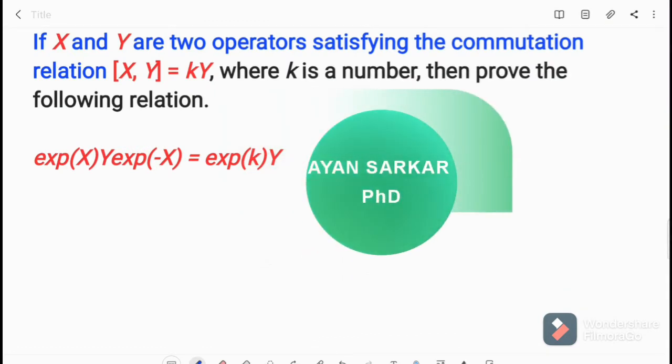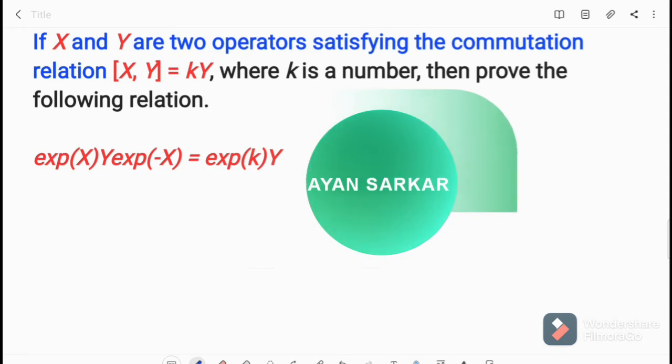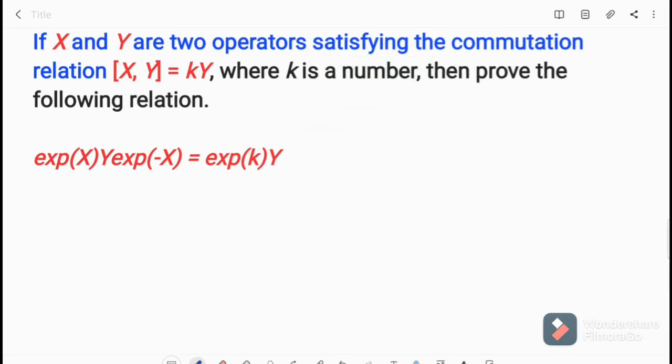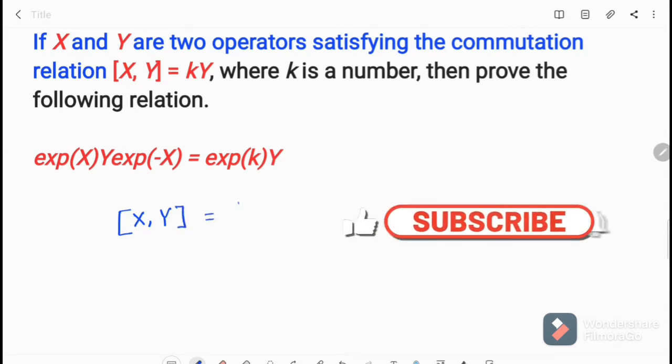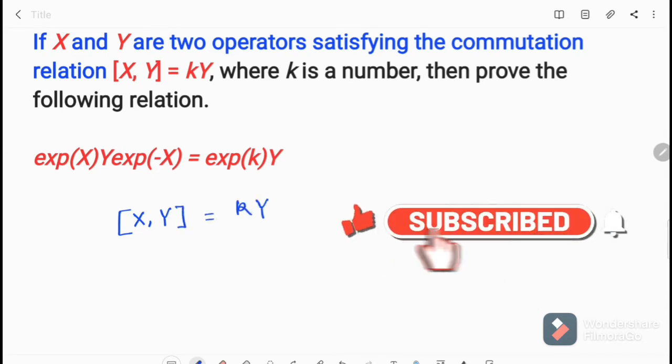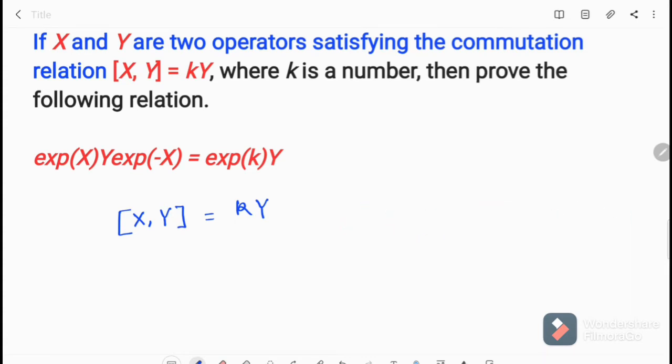Today I shall solve this problem that you can see on your screen. So we have two operators x and y which satisfy this relation, where this k is a scalar, a number, and we have to prove this equation or relation.